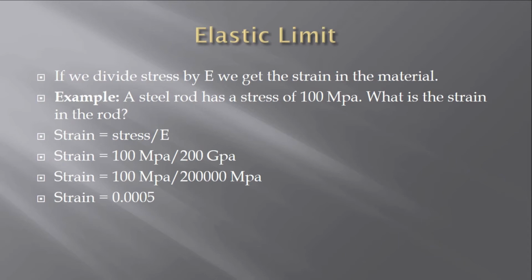If we divide stress by E, we get the strain in the material. Example, a steel rod has a stress of 100 MPa. What is the strain in the rod? Strain equals stress divided by E. Strain equals 100 MPa divided by 200 GPa. Strain equals 100 MPa divided by 200,000 MPa. Strain equals 0.0005.